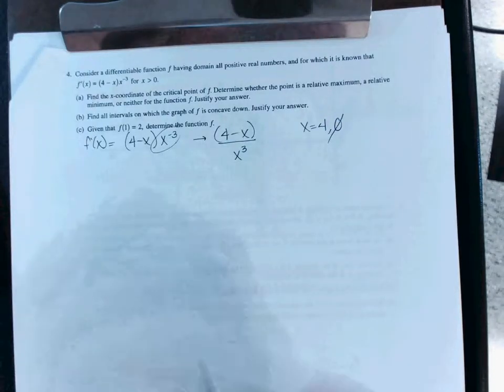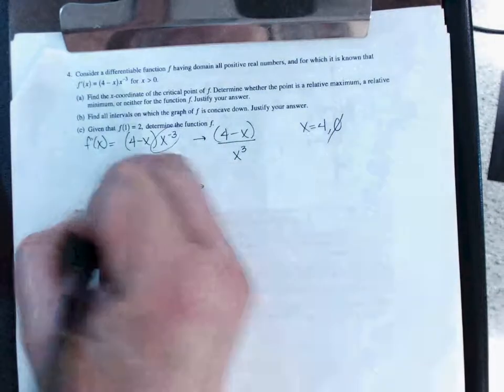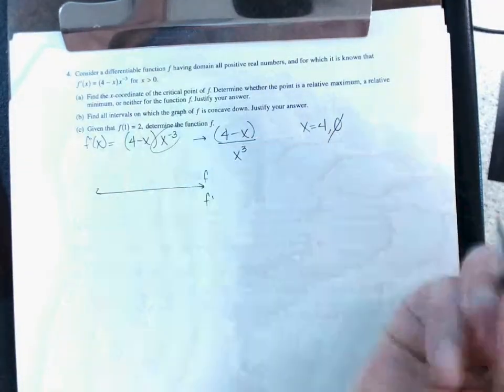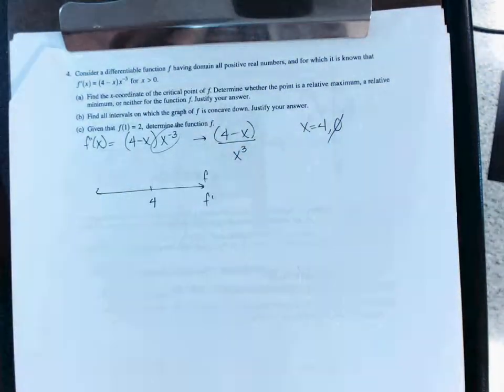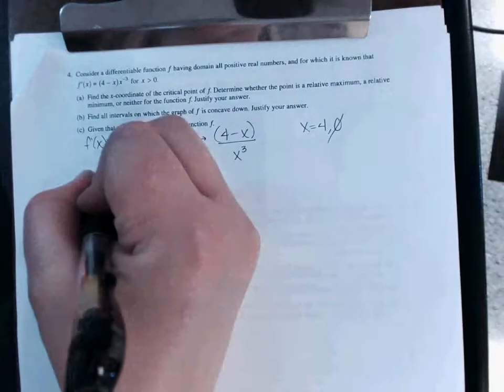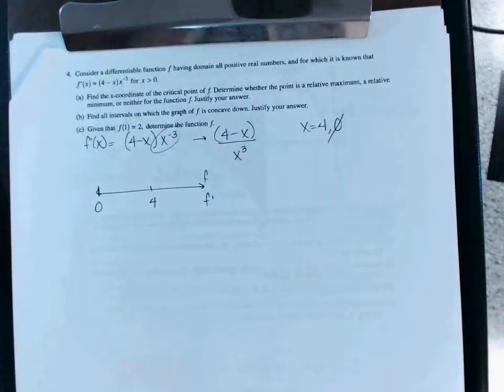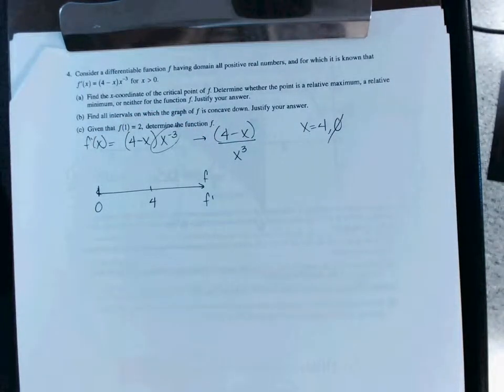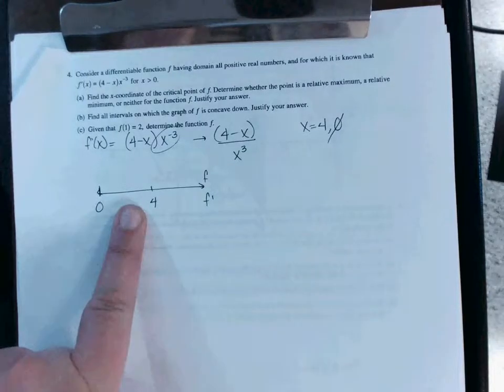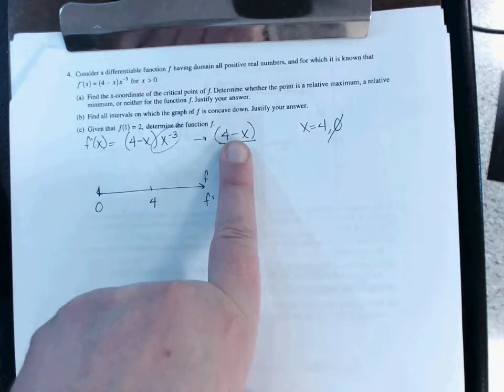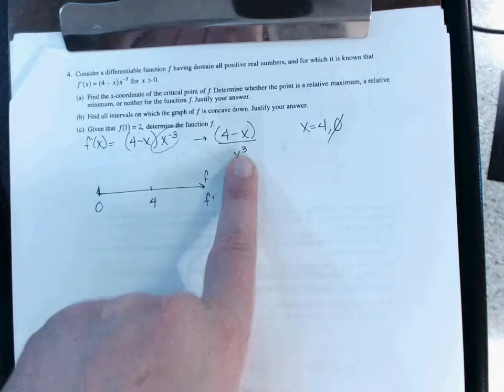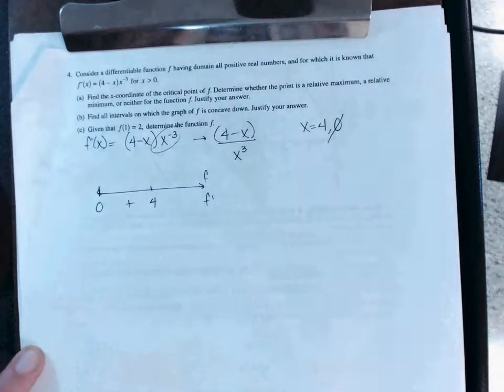Okay, set up your line chart. Remember, f prime on the bottom, f on top. 4 is my critical number. And then really, I'm going to put 0 here because we're not considering numbers to negative infinity. Okay, let's say I plug in 1. What is 4 minus 1, positive or negative? Positive. Divided by 1 cubed is also positive, so you get a positive result.